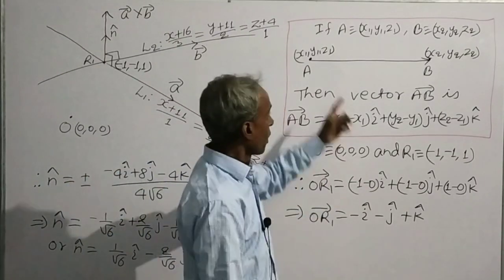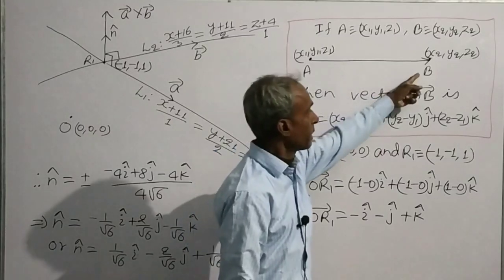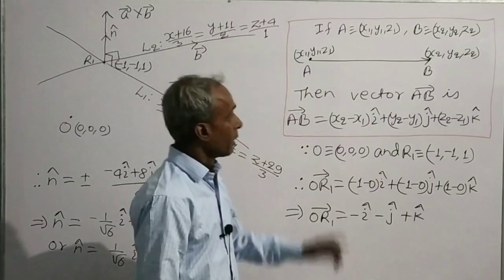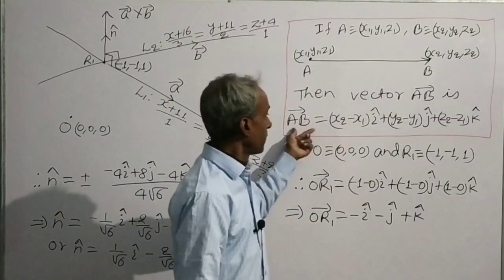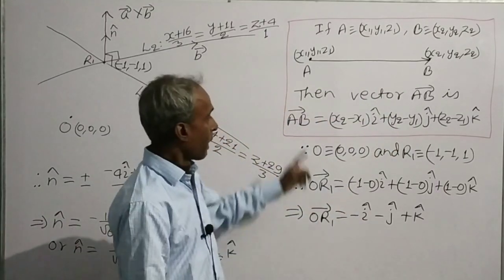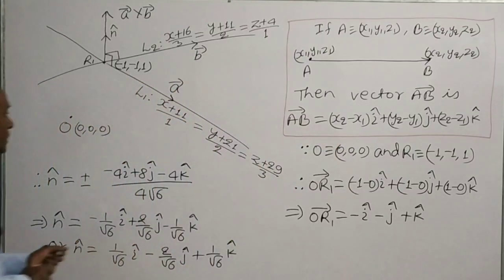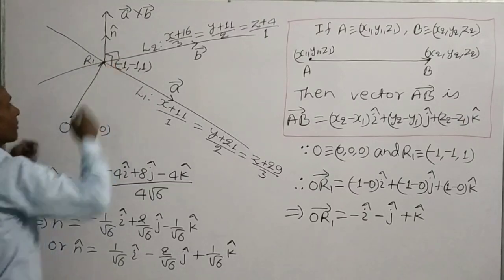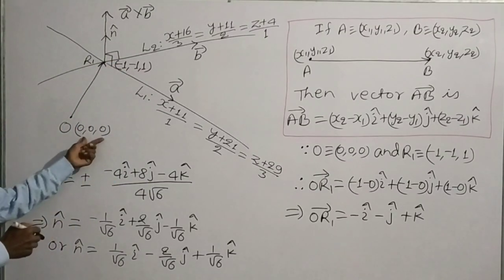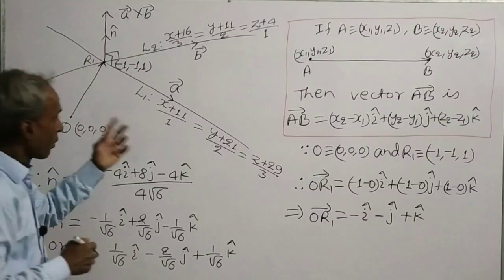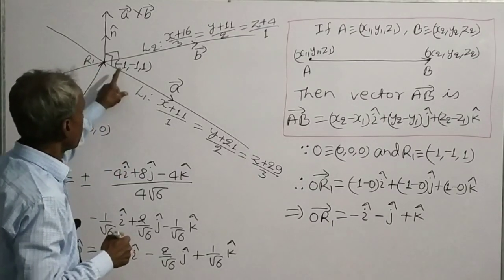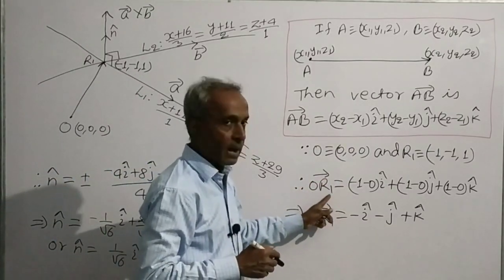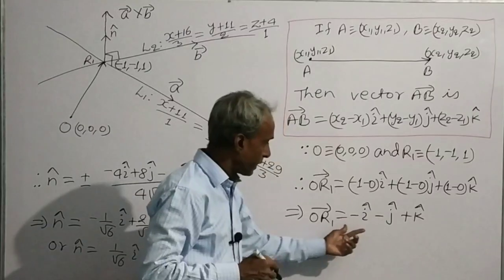If coordinates of two points A and B are x1, y1, z1 and x2, y2, z2, then we write vector AB equal to this. By using this formula, we can write vector OR1, because the coordinate of O is given and we already found the coordinate of R1 as -1, -1, 1. Therefore, vector OR1 will be equal to this.